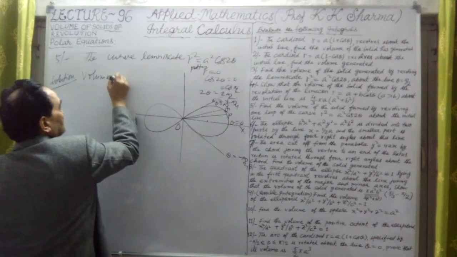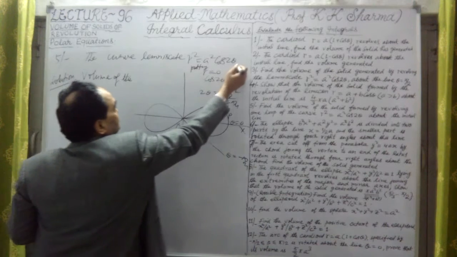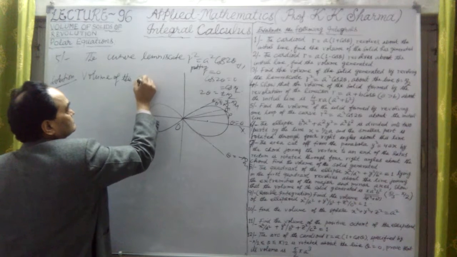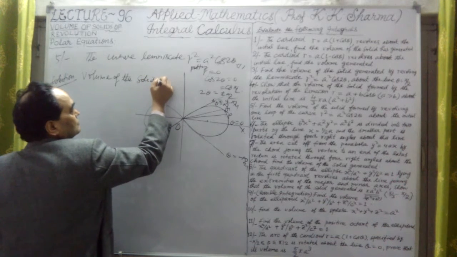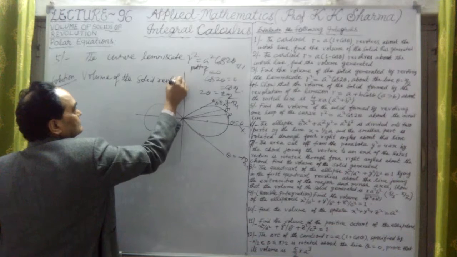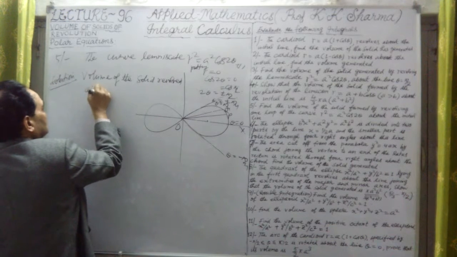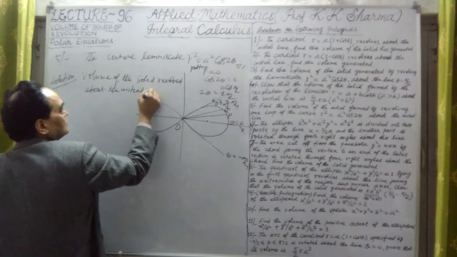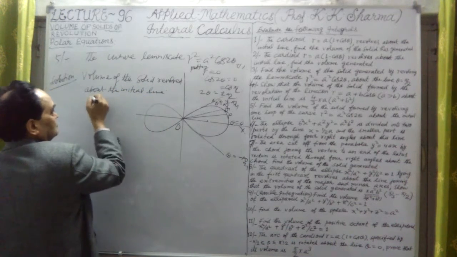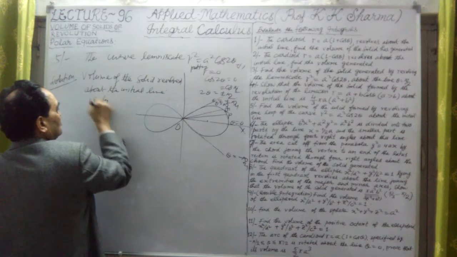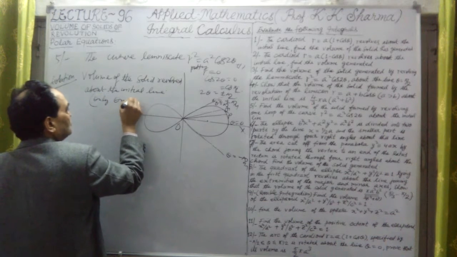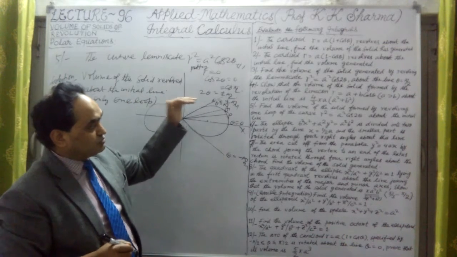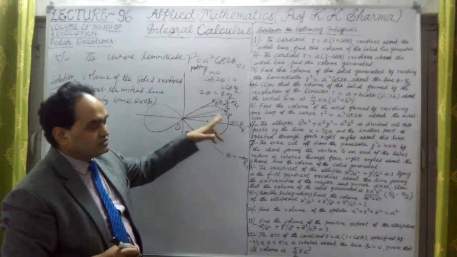of the solid, this is the first equation. If the volume of the solid, okay, revolved about the initial line, in this case only one loop is there, not both, only one loop, not both. So there we multiply by 2, but in this case only one loop is involved.